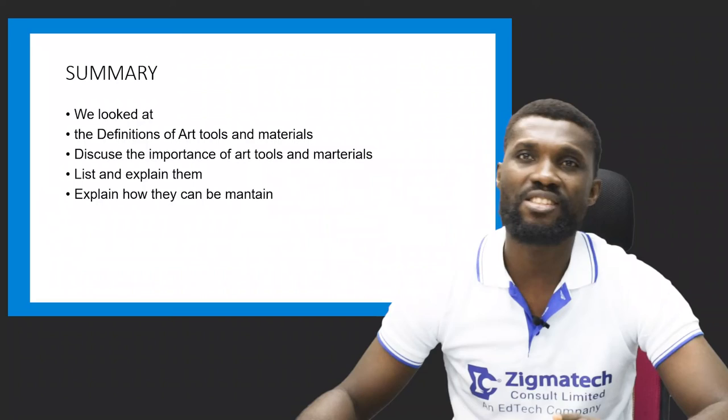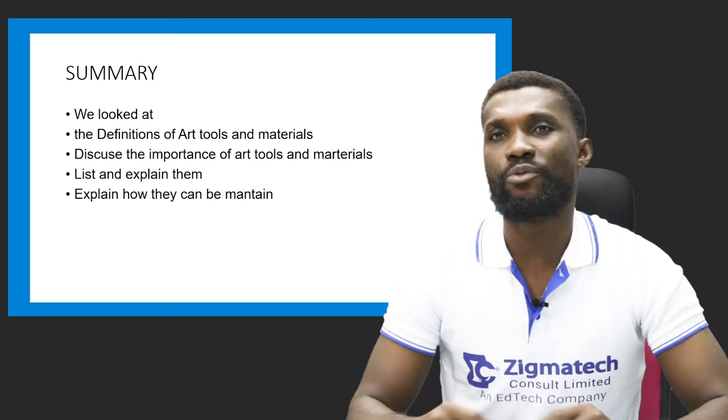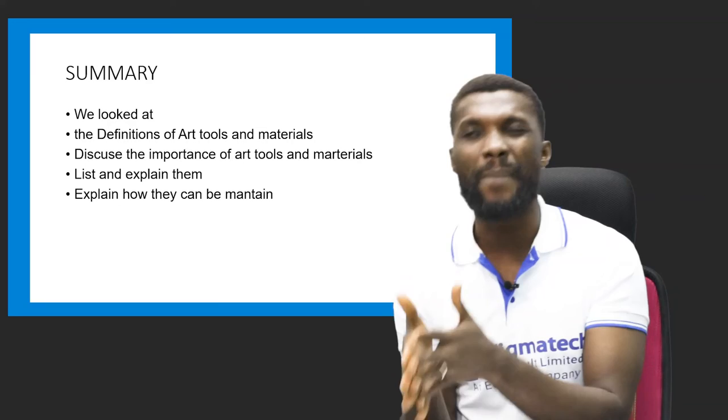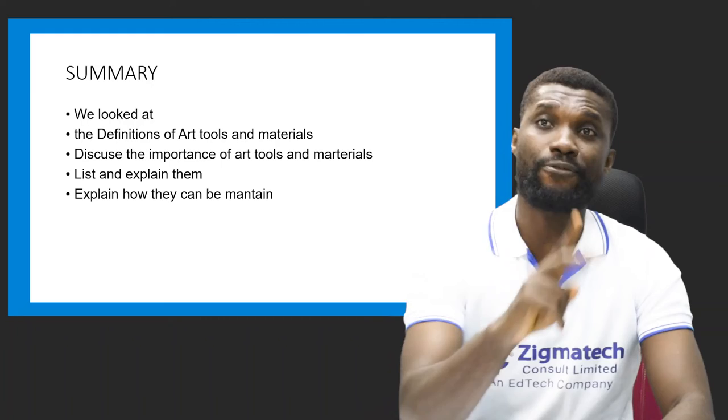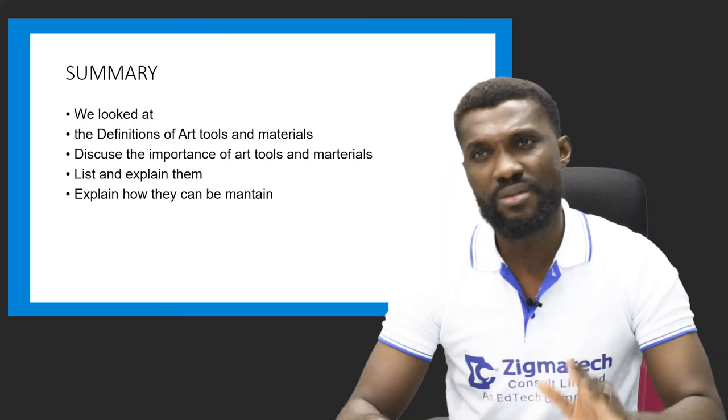All right, so in summary, what have we looked at today? First of all, we looked at the definition of the words tools and materials. I told us tools are different from materials, because there are some materials that are also tools. For example, your pencil serves two purposes: it serves as a tool and also as a material. However, they are not the same. Art materials are different from tools.